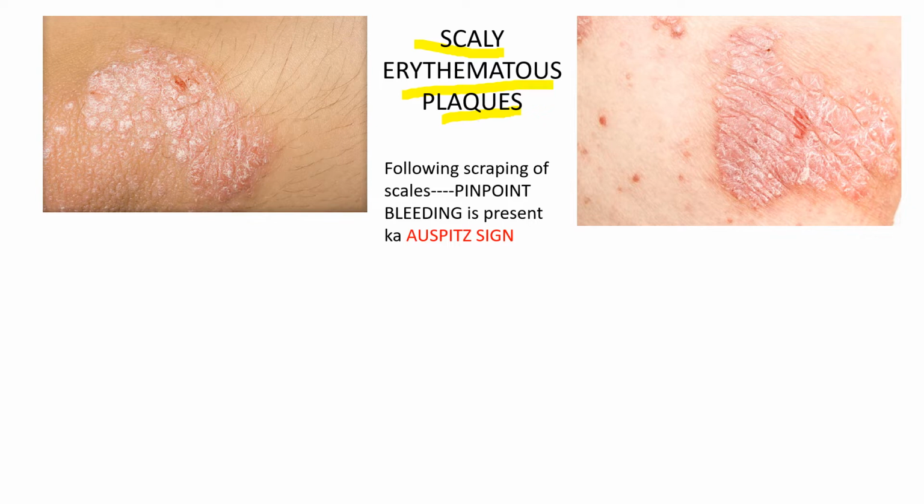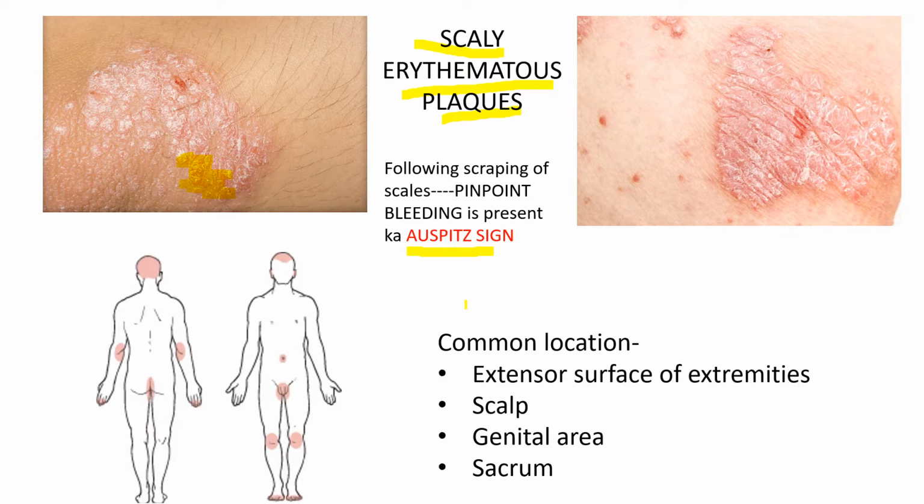These describe psoriasis, and if we try to scrape off these scales, then it leads to pinpoint bleeding, and this is known as, after a scientist, Auspitz sign. Now, the common locations of psoriasis, always remember, are the extensor surfaces of extremities like the elbows, the knees, and it can also occur on the scalp area, the genital area, and the sacrum. So these are the important locations of psoriasis.